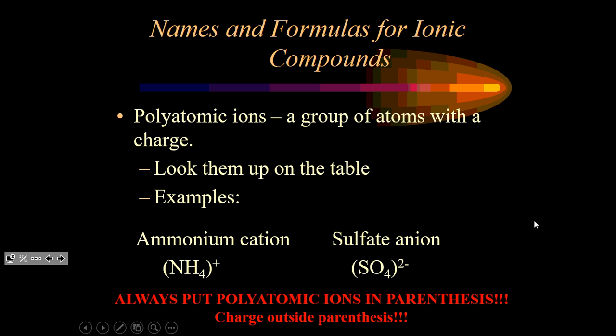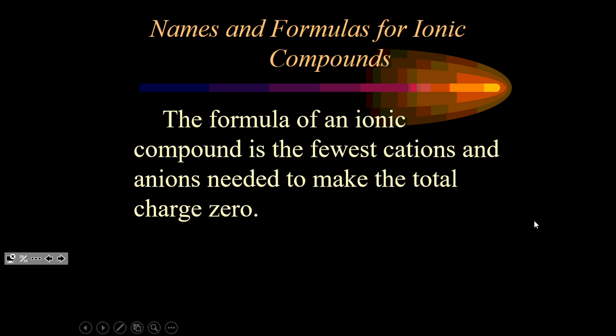All you need to do is look them up on the table. So keep your table handy for what we're doing in this semester. Now, the rule of thumb, and what we're going to use to figure out what the formula is going to be, is that overall compounds are always neutral. So molecular compounds are neutral, ionic compounds are neutral. But since ionic compounds are made up of charged ions, we need to find the ratio of cations and anions that actually gives us a neutral.